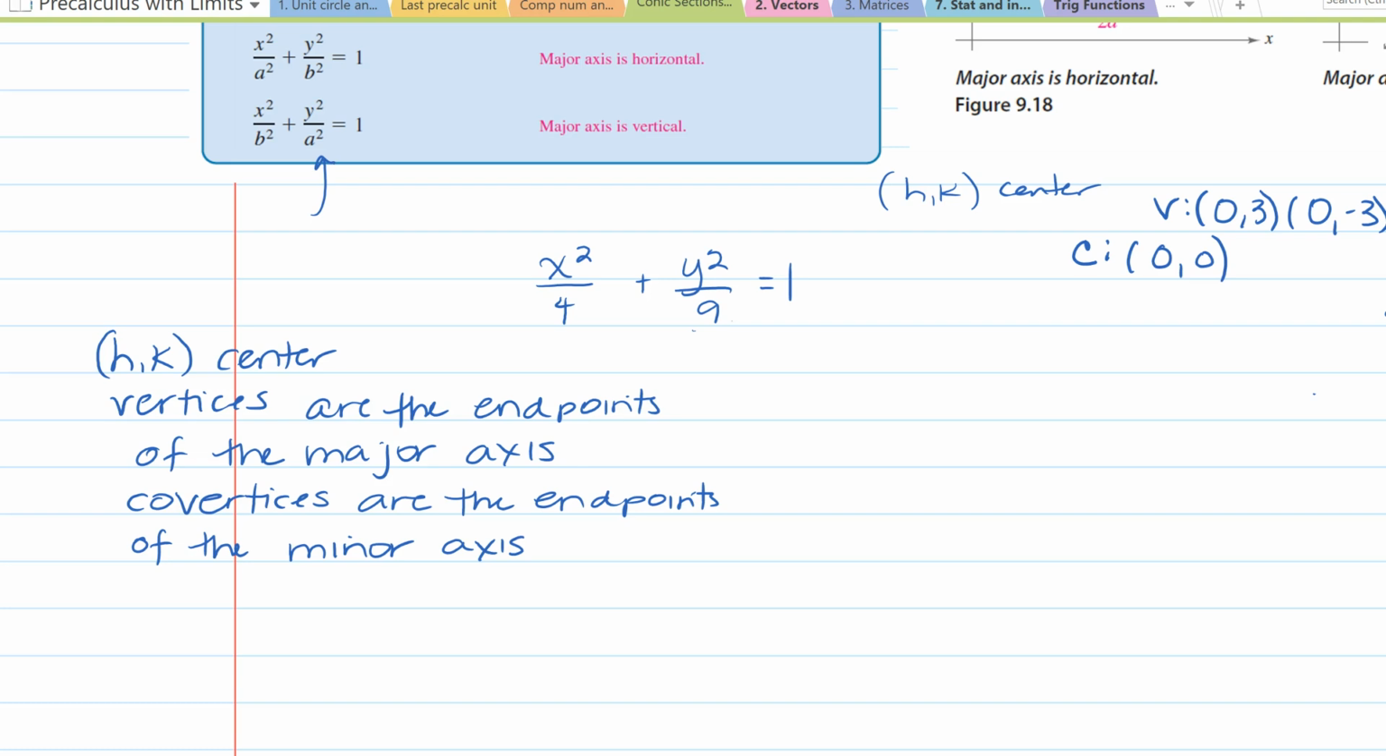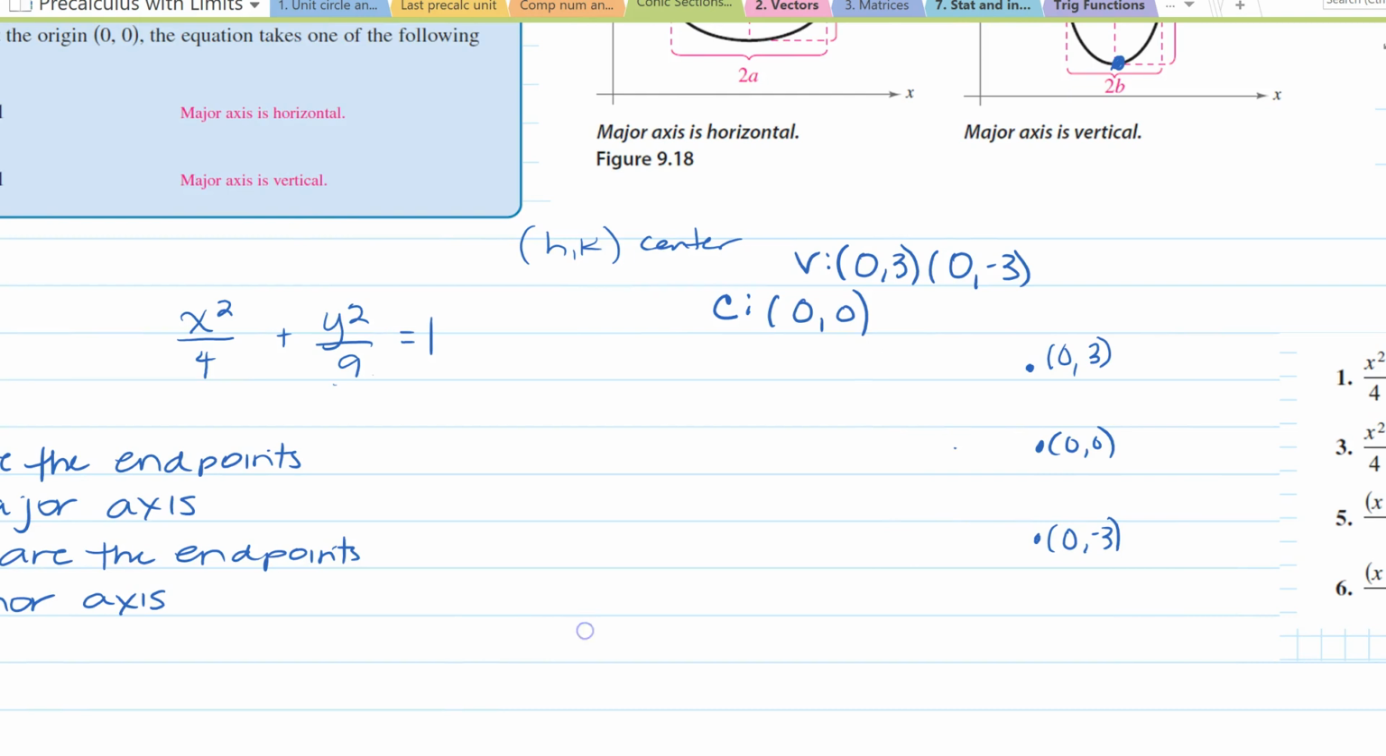Now I'm going to find the co-vertices. And as stated right here, the co-vertices are the endpoints of the minor axis. Now to find the co-vertices, I need the b term. 4 in this case is b squared, but I just need b. And b is 2. That means it's going to go sideways 2 in each direction. So this will be negative 2, 0, because it's going to go 2 to the left and 2 to the right. So there are my co-vertices.